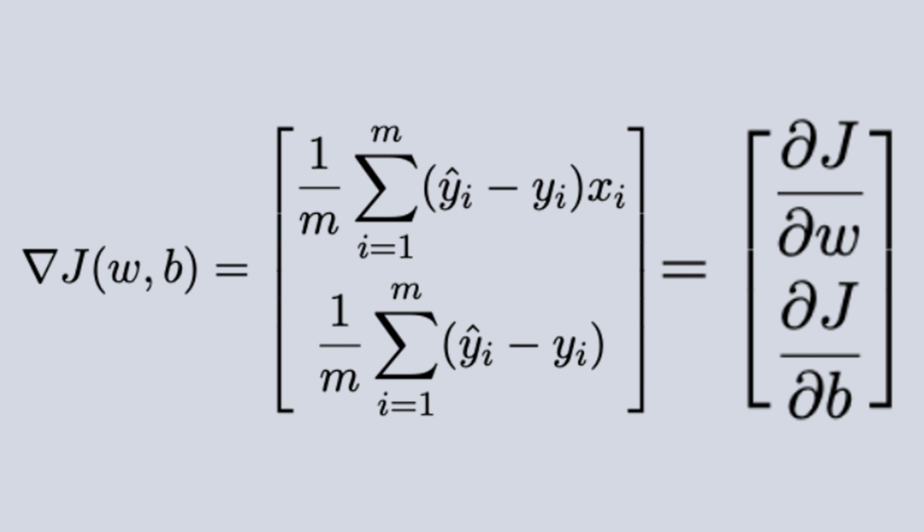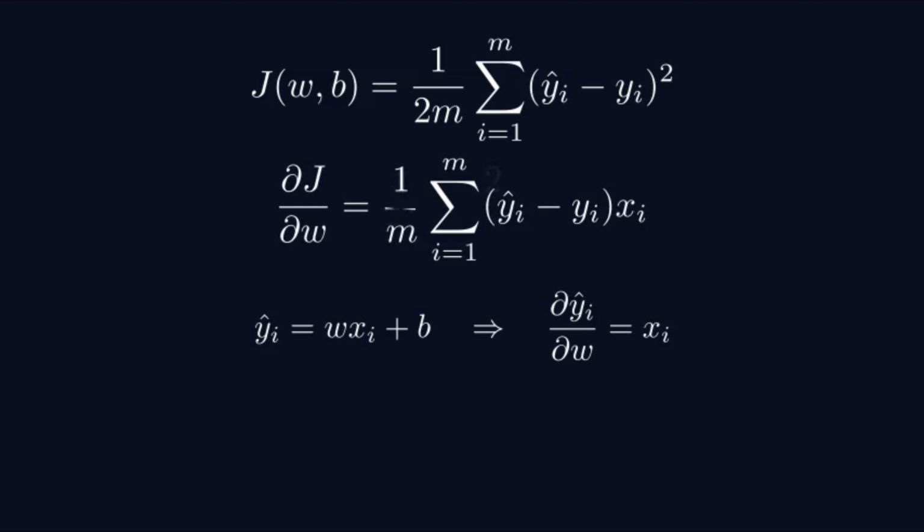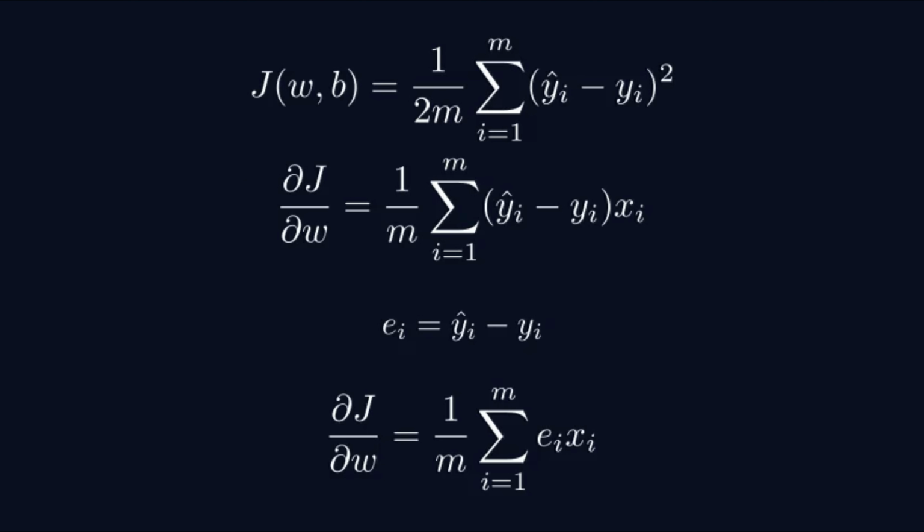And in these formulas, we have 2 derivatives of J, with respect to w and with respect to b. So what they look like is, for dJ with respect to weight, we have 1 over m times the sum of error times x_i.